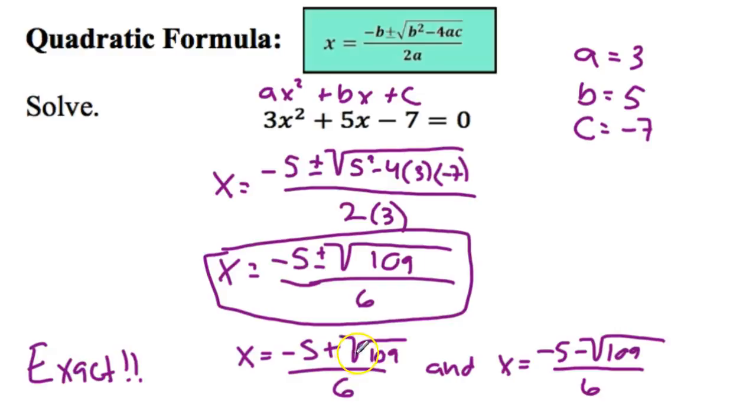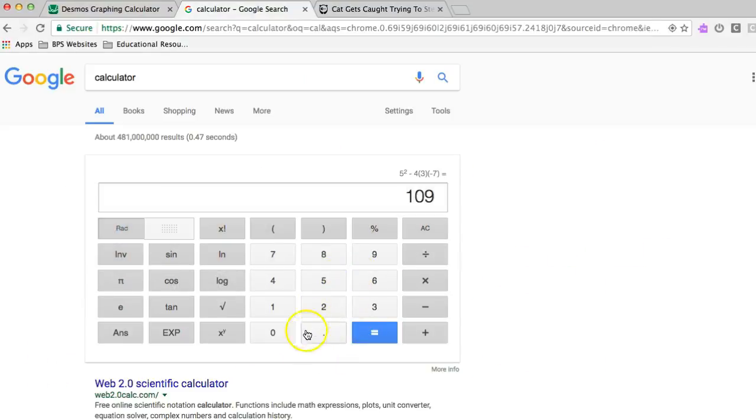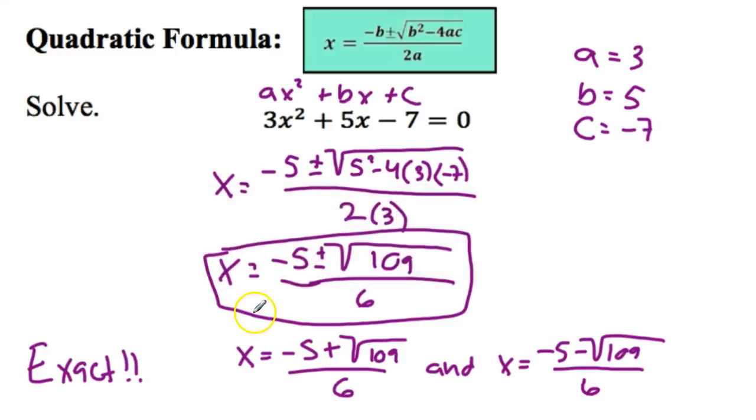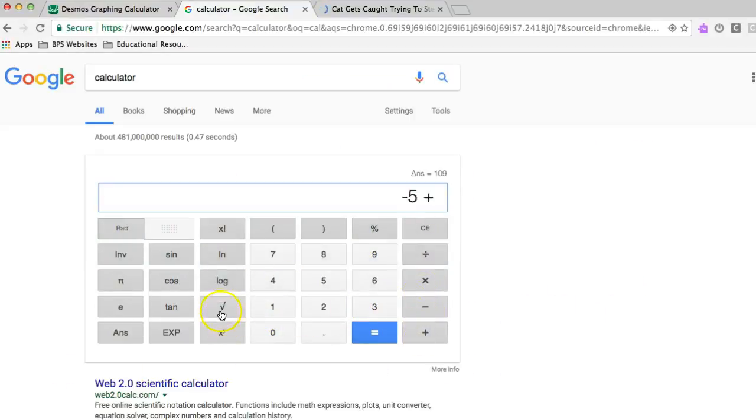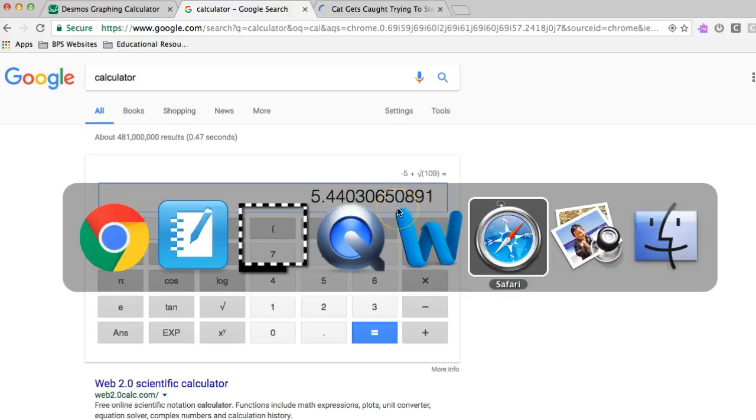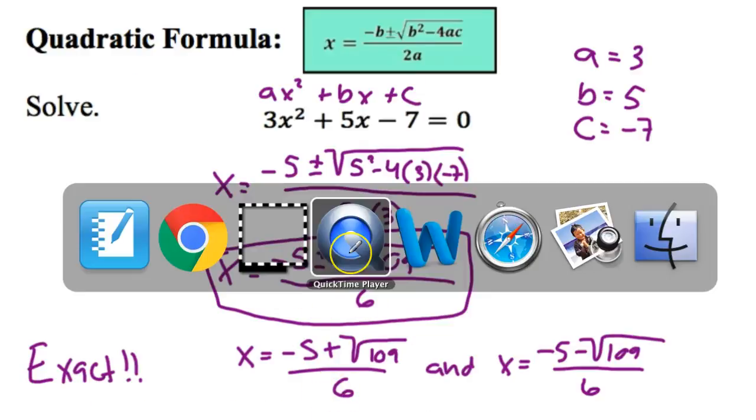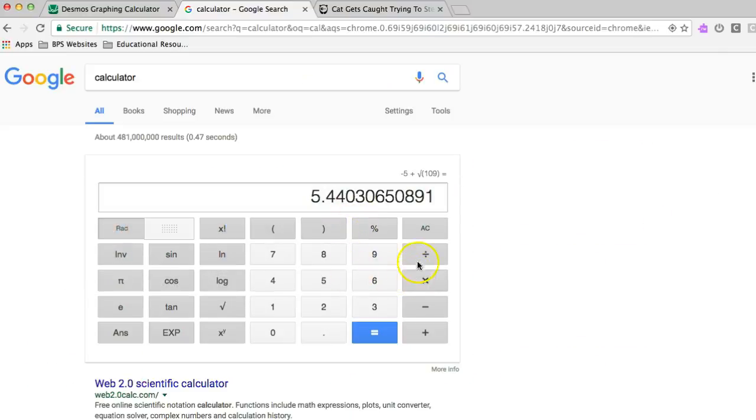So minus 5 plus the square root of 109 divided by 6. Alright, so I'll do the top part of it first. It was minus 5, clear that out, minus 5 plus the square root of 109. So we have 5.4, I'll call it, right? Or I'll leave this number in there, because the next thing I need to do is divide by 6. So if that number's already in there, I just hit divide by 6. Bam, and I get 0.9067. So this rounds to 0.91.